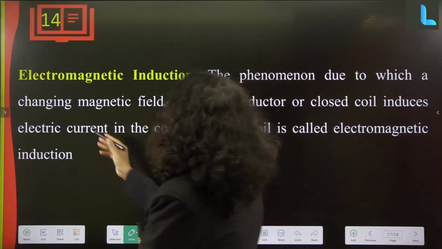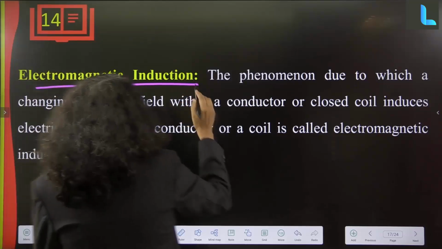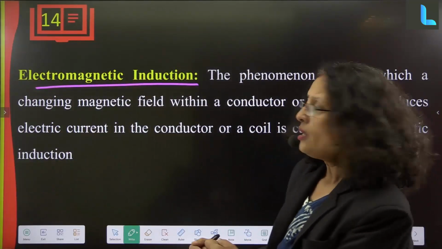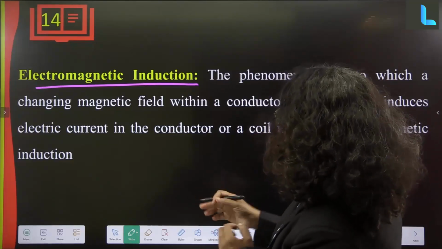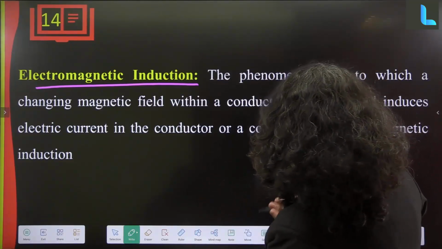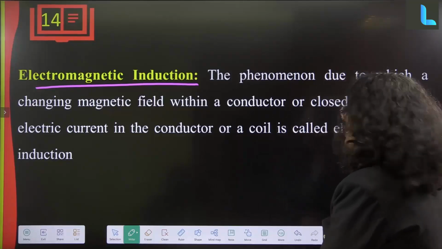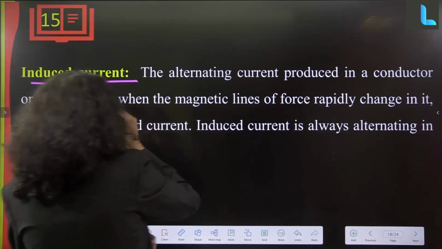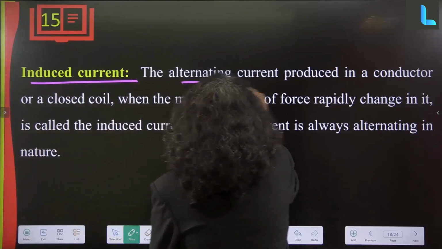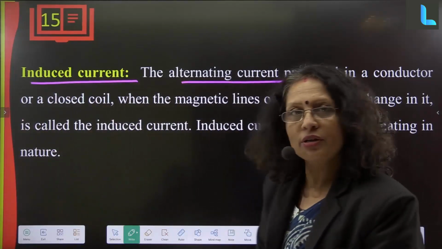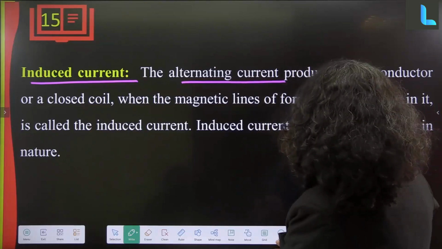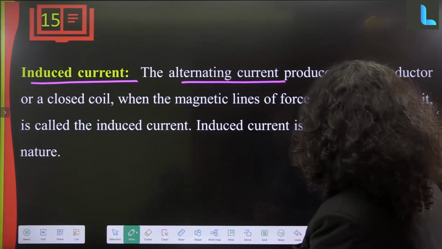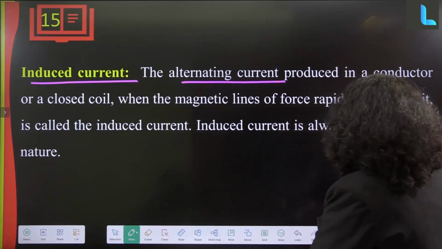What do you mean by electromagnetic induction? The phenomenon due to which a changing magnetic field with a conductor or closed coil induces electric current in the conductor or coil is called electromagnetic induction. Now, what is induced current? Induced current is alternating current produced in a conductor or a closed coil when the magnetic lines of force rapidly change in it. It is always alternating in nature.